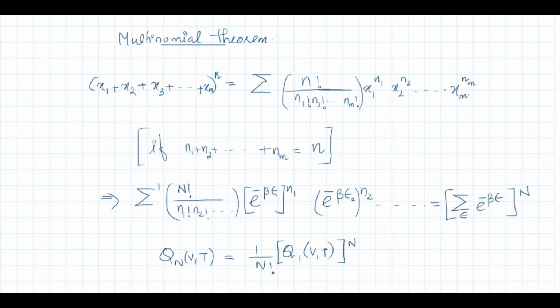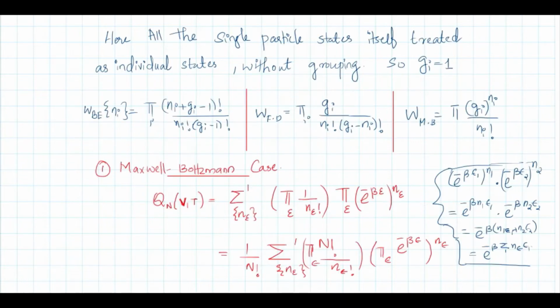This equation is true only if n1 plus n2 plus etc. up to nm, these exponents, if you add these exponents, that should give you this total n. And this summation runs over all the values of n1, n2, etc. nm. If you apply this equation in our case, we have summation over all distributions, and this is exactly n factorial by n1 factorial, n2 factorial, n3 factorial, etc.